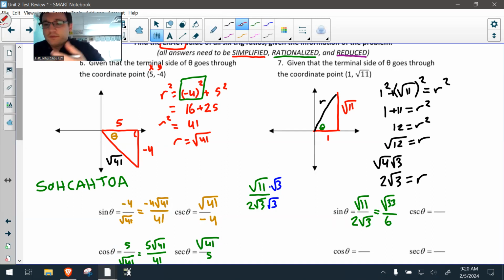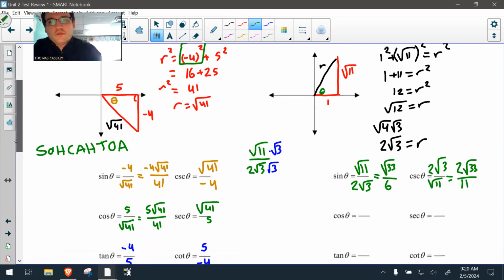Now, flip the original upside down. We're going to have 2, the color's the same here, 2 square root of 3 over the square root of 11. That's going to give us 2 radical 33 over 11. And that one's done.